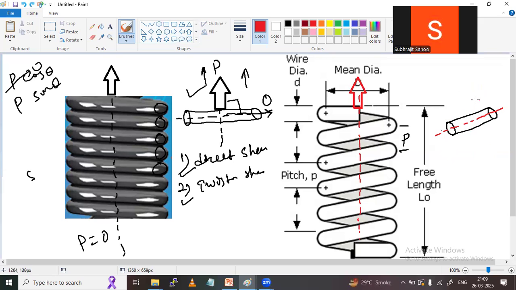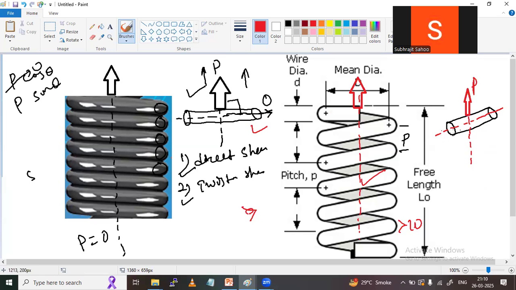Let me draw once again. This is the load, and this is the coil axis. Now the load is P. What I'm asking is, does this P have a single component or double component? Two components. In the earlier case there was only one component because the axis of the wire is purely horizontal, as the helix angle is almost zero. But here the helix angle is more than 10 degrees.